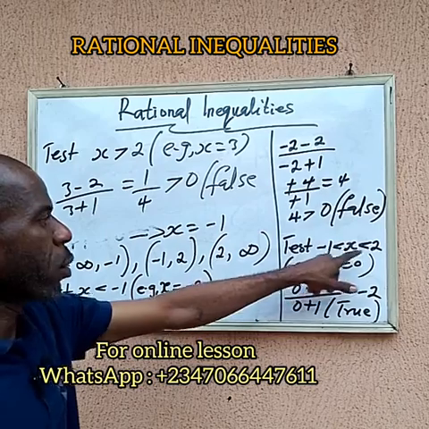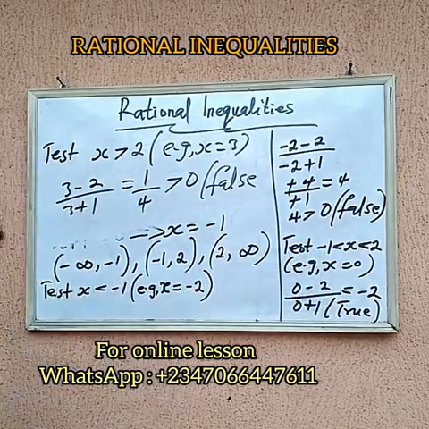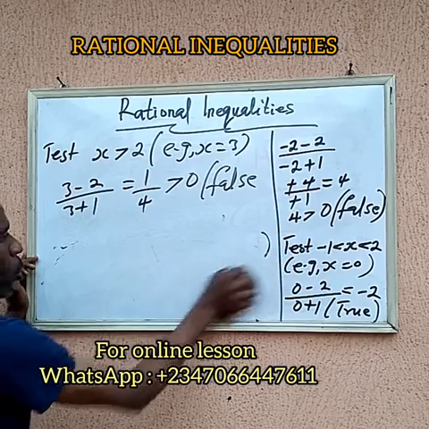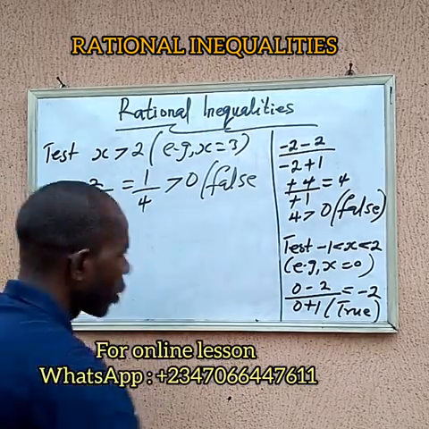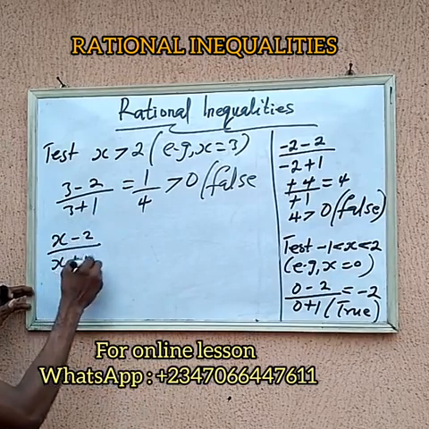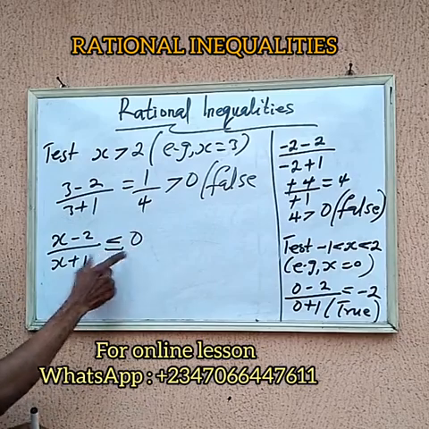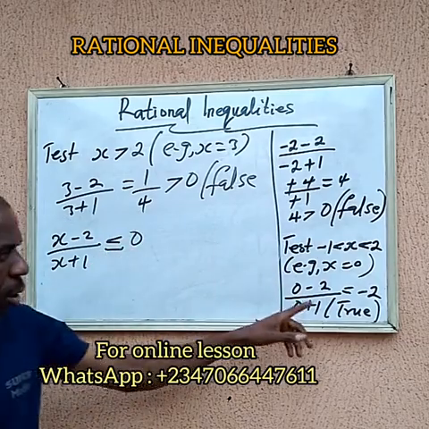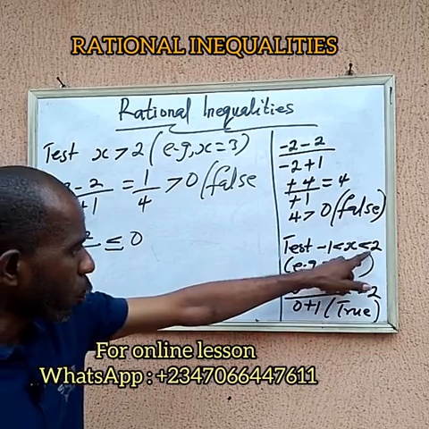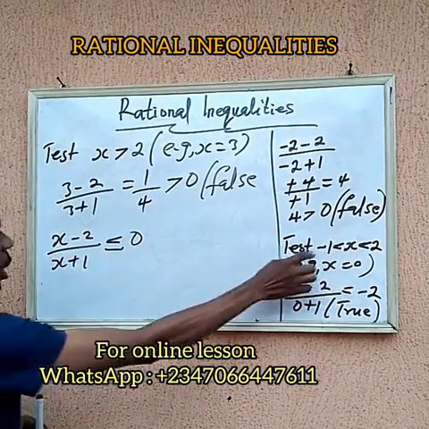The only accepted point here is where x is greater than negative 1 but less than 2. So that is the solution to the answer. But now how do we present our solution? We have x minus 2 all over x plus 1 less than or equal to 0. In writing out this inequality, we are going to know which of the values here is included in the inequality and which one is not included. So I'm going to show you that.